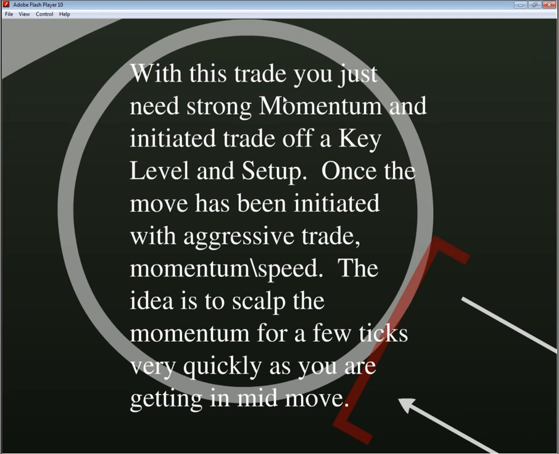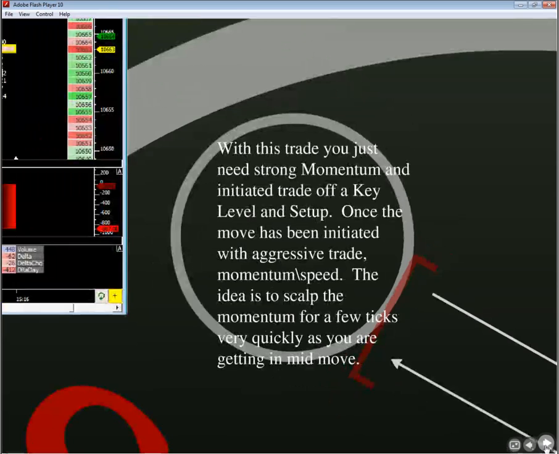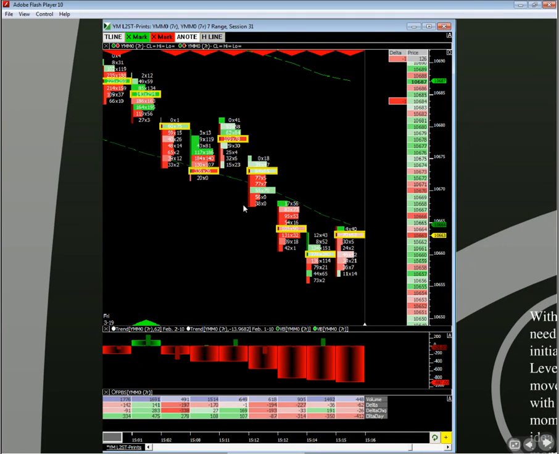And then basically get in with that trend. And I often talk about using those high volume nodes to get in for re-entries if you miss the initial setup. So the idea is to scout the momentum for a few ticks very quickly, okay? But as I said, you can stay with it.